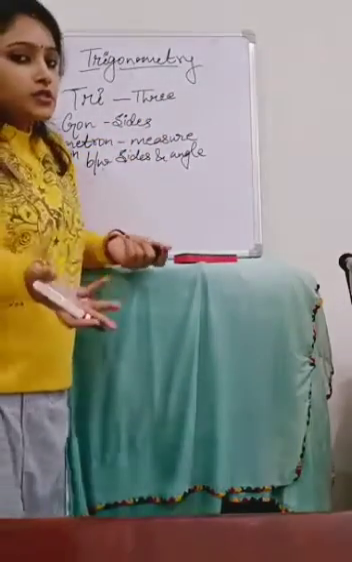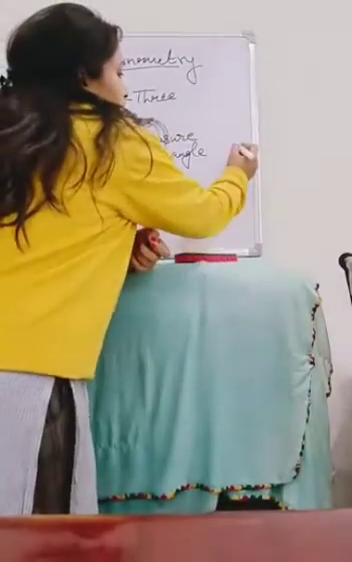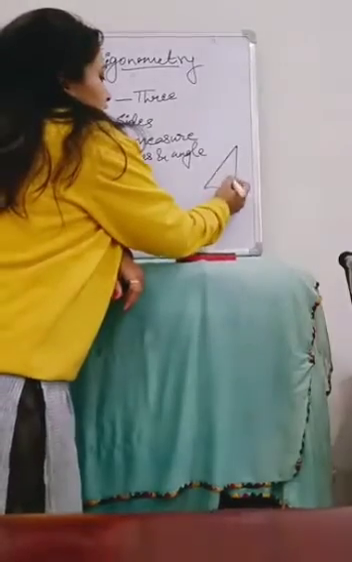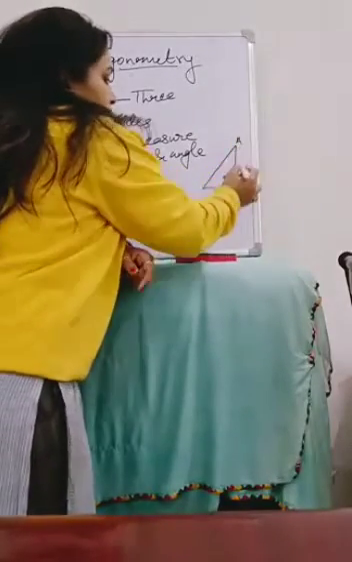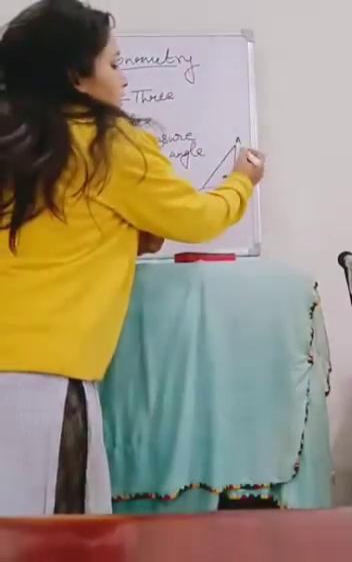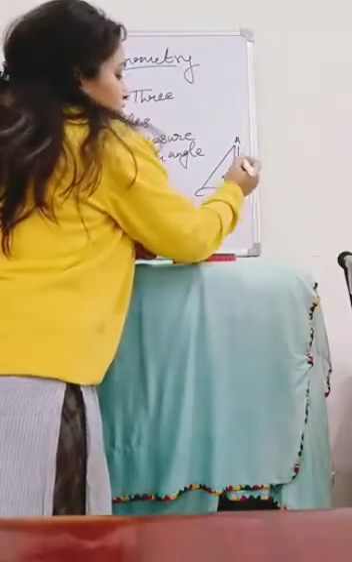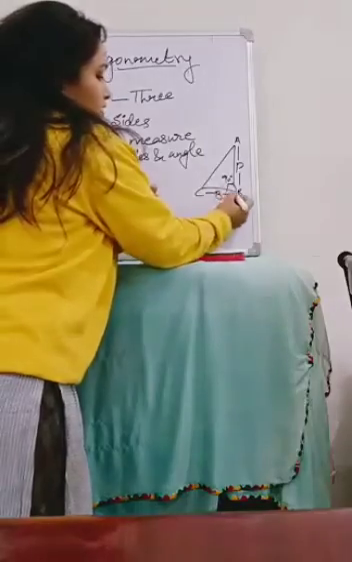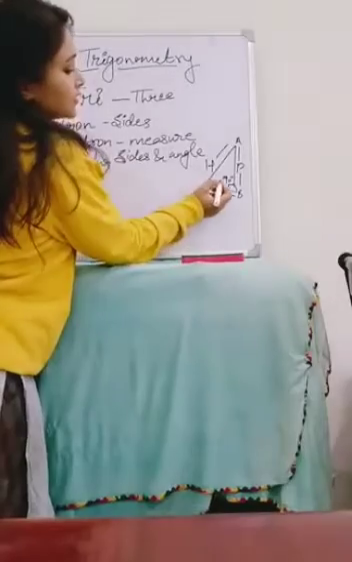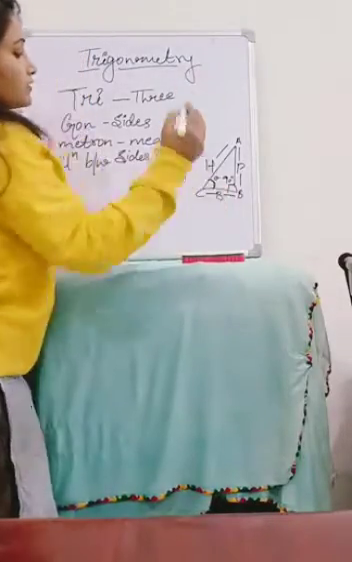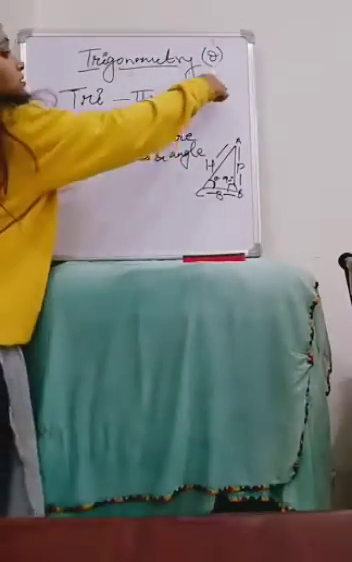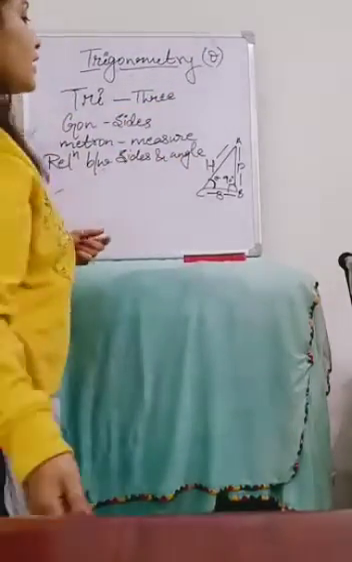Which three sides? Three sides form a triangle, and this is trigonometry. This one is 90 degrees. We are naming the sides A, B and C. This is the perpendicular, this is the base and this is the hypotenuse. And this is the angle, theta. Trigonometry is about finding the angle theta, and this is the way we denote a trigonometric angle.